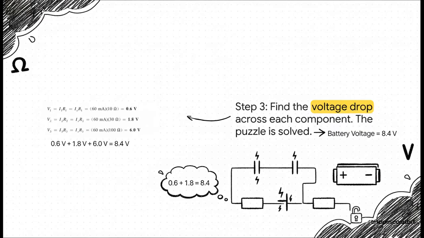And now for the final step. We're going to use Ohm's law one more time, but this time on each resistor by itself. So for that first resistor, the voltage it uses up is 0.6 volts. The second one uses 1.8 volts, and the big one uses 6.0 volts. And now for the really cool part, what happens when you add those up. 0.6 plus 1.8 plus 6.0, you get 8.4 volts. That's exactly the voltage our battery is supplying. That's Kirchhoff's voltage law in action. The puzzle is solved. We literally know everything that's happening in this circuit now.